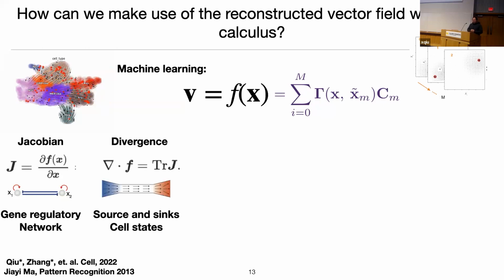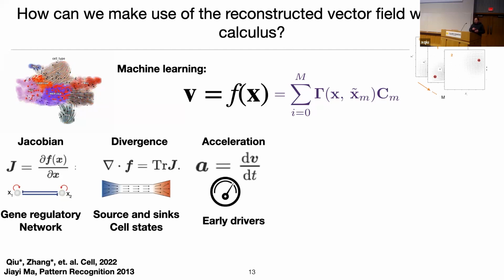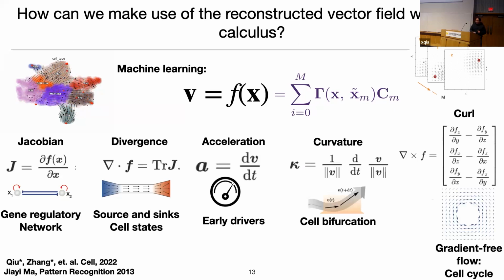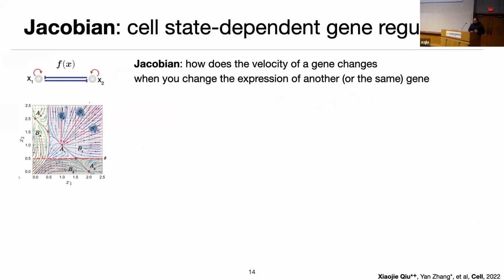For the divergence, it corresponds to the trace, the summation of the diagonal of the Jacobian matrix. So it can be used to reveal the sink and the source of the cell state. Acceleration tells you the rate of change of the velocity, so it can be used to reveal the early driver. And curvature can be used to define the cell fate switch, which very commonly appears during development and embryogenesis. Lastly, curl may relate to the cell cycle process. So in the next few slides, I'm going to take some simulation and also real data to demonstrate how we can use differential geometry to gain biological insight.